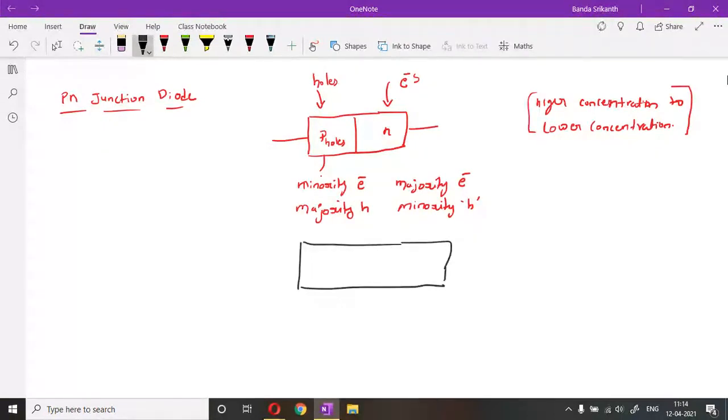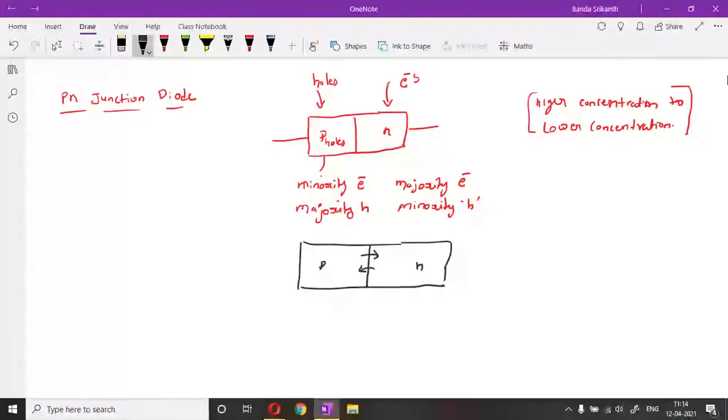So as a tendency of higher concentration to lower concentration and lower concentration to higher concentration, if you put P type material and N type material together, as a result some holes will travel towards the N type and some electrons will travel towards the P type. So as a result, then what happens? There will be some stabilization.